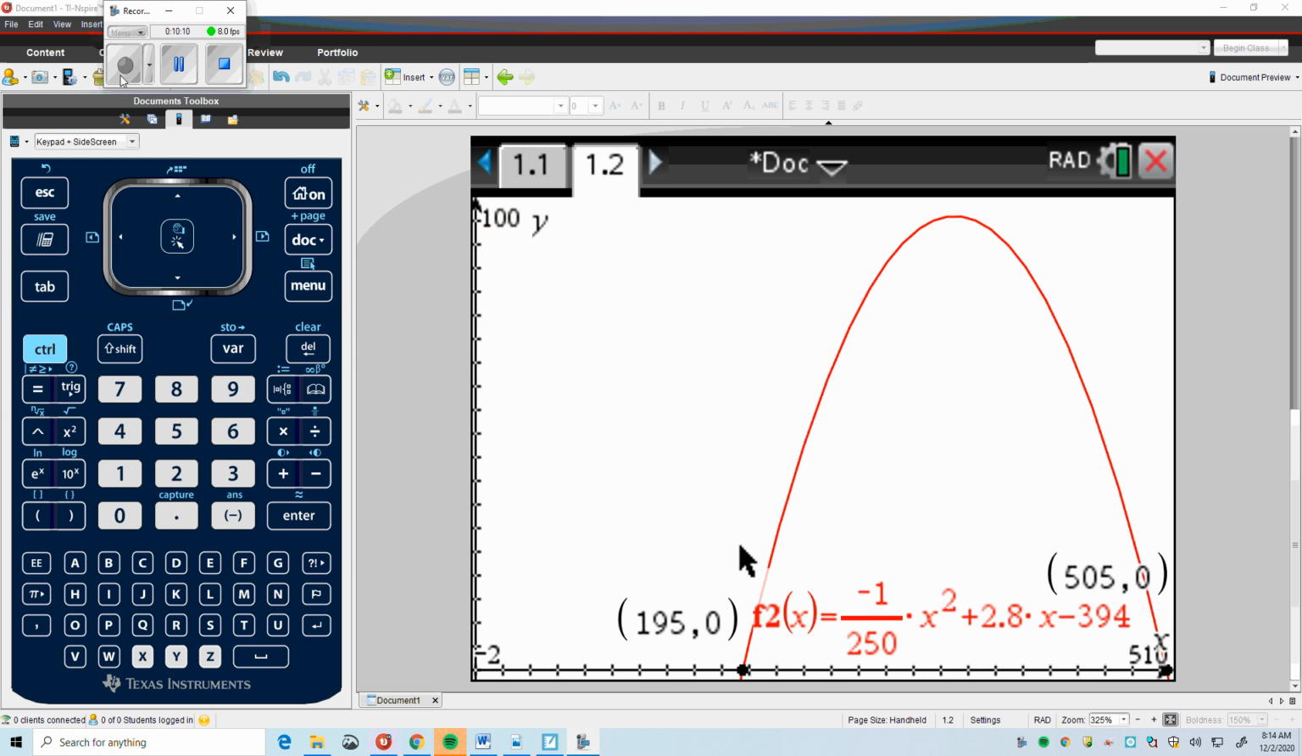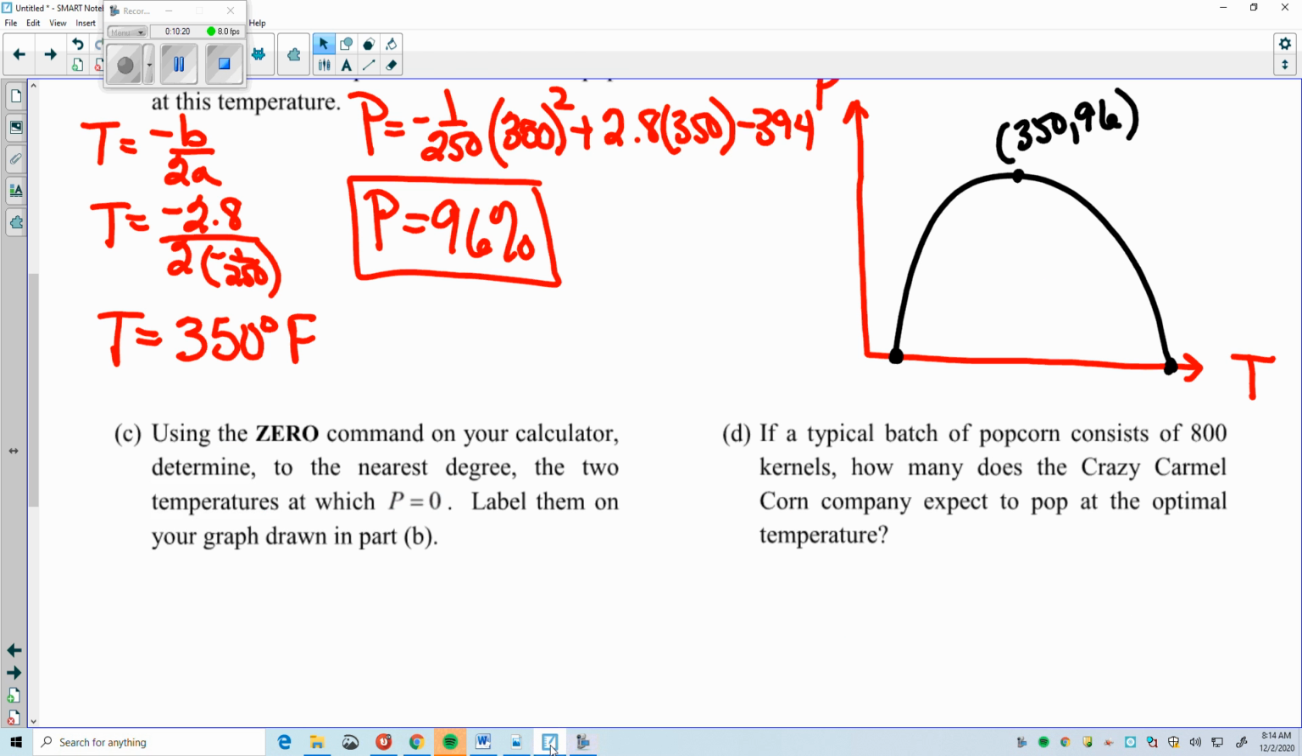So using our zero button, we can see these are going to be the two places where our p-value is going to equal 0, or the percentage popped is going to equal 0. So if we were to go back here and label this, this would be at 195, and this would be at 505. Okay, and keep in mind, if your percentage is 0, that's telling you if your temperature is at 195, you get 0 kernels, probably too cool. If it's at 505, probably way too hot, and you get 0 kernels popping.